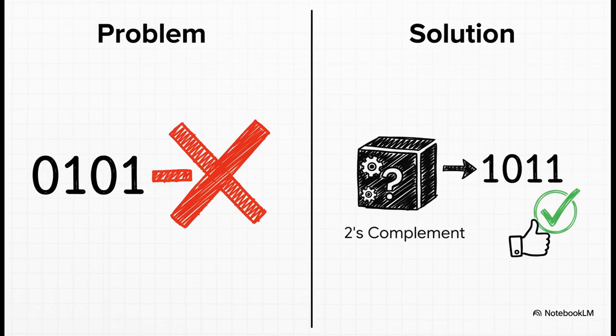Instead, engineers came up with a really clever system called 2's complement. It's basically a mathematical trick that lets the computer represent negative numbers in a way that allows it to do subtraction by actually just doing addition. It's a brilliant hack that makes the hardware a lot simpler and faster.